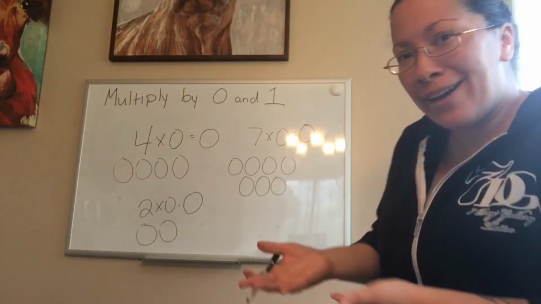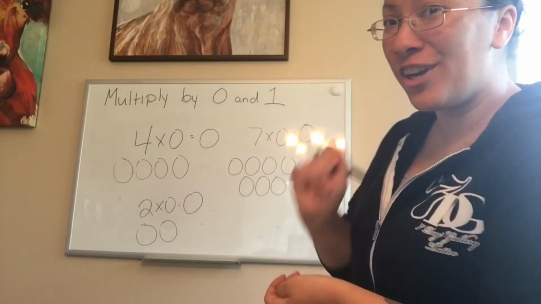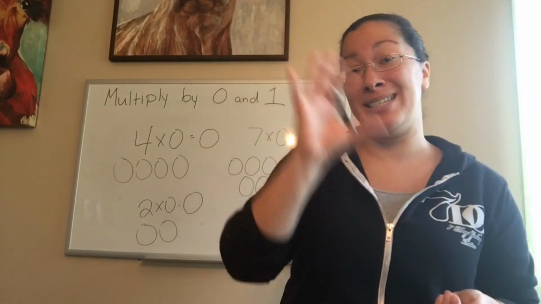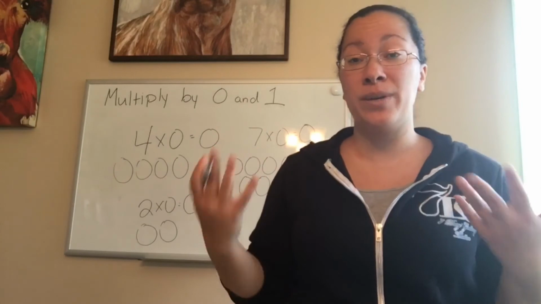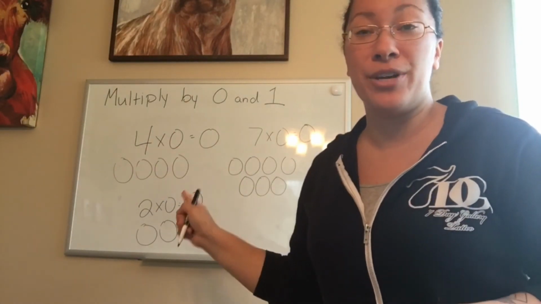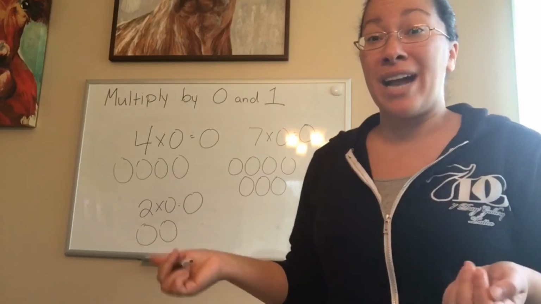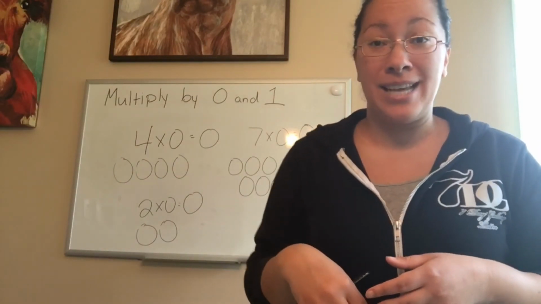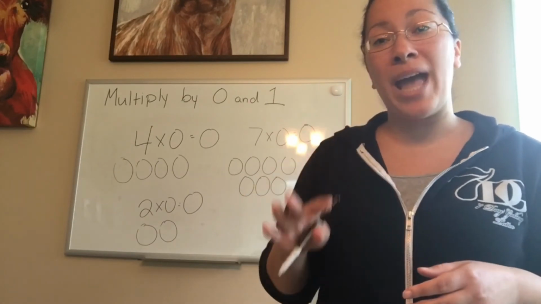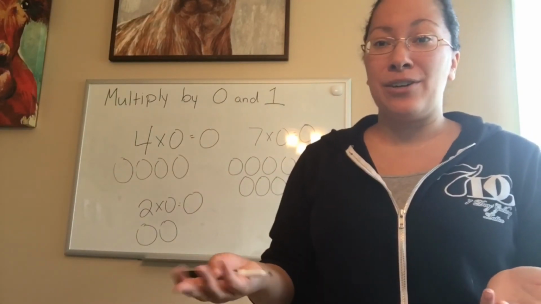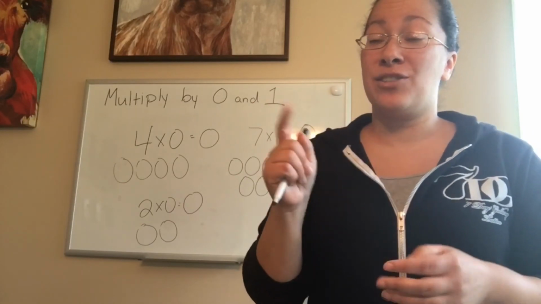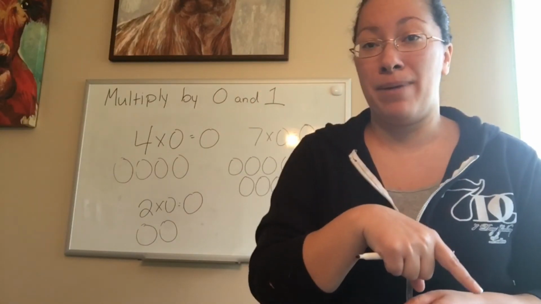Do we see a pattern? You should, because anytime you multiply a number by 0 or you multiply 0 times a number, it's always going to be 0, because either you're not going to have any items to put in your groups, or you're not going to have any groups for your items, and you need both in order to solve a multiplication sentence. So either way, anytime you multiply by 0, it's 0. Anytime you multiply by 1, it's going to be that number that you multiplied by.